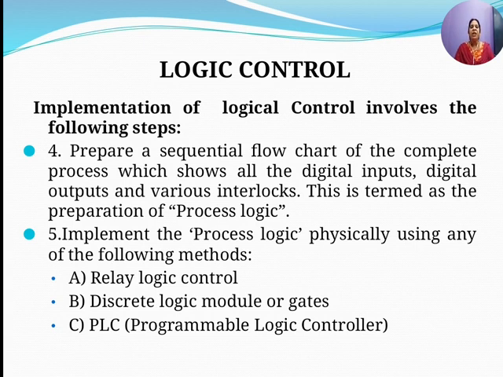Then you need to implement the process logic physically using some tools or methods. The first method is relay logic control. The second method is discrete logic module or gates. And the third one is PLC, programmable logic controllers. So for implementation of the process logic physically, we have three methods: relay logic control, discrete logic module or gates, and PLCs, programmable logic controllers.